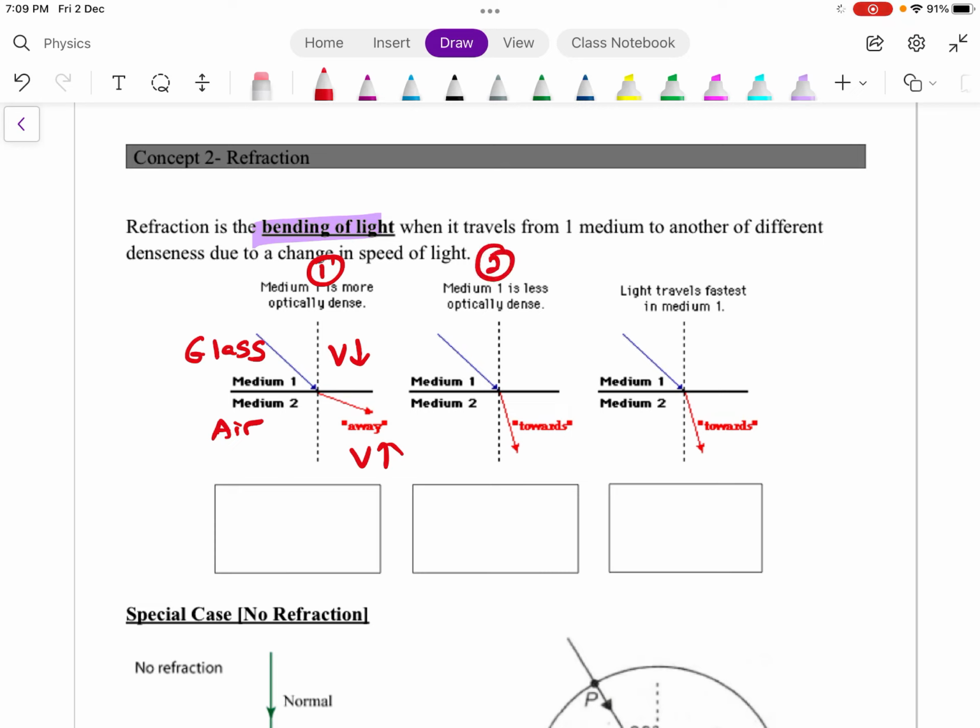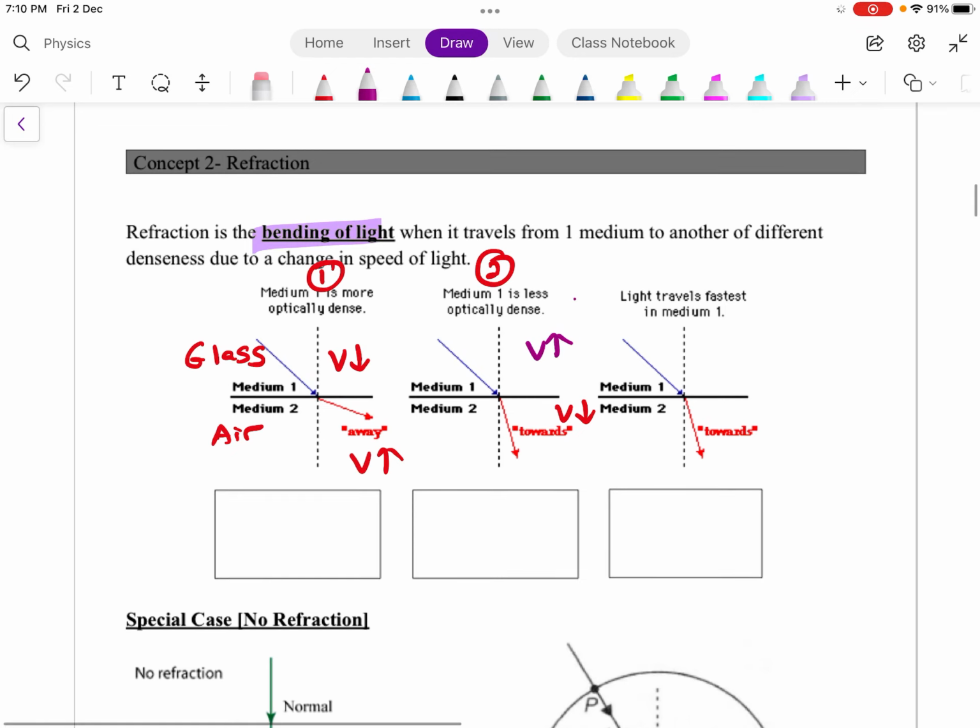Same thing, we have a light hitting the medium 1, 2 boundary. But the difference between diagram 2 and diagram 1 now is that the light bends towards the normal. So I can safely say that the light slows down, whereas in medium 1 the speed of light is faster. So I can say the medium 1 might be air, medium 2 is glass.